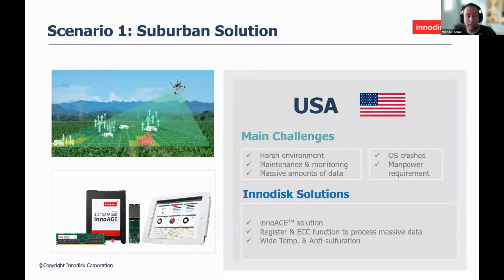So for this solution, we actually implemented InnoH, which is connected to a 3G or 4G or 5G solution, where it can communicate with the main company. We have DRAM, which is registered ECC, to make sure that none of the data that is coming in is corrupted in any way. And we use wide temp and anti-sulfuration. Anti-sulfuration is a functionality on our DRAM modules, where in areas where there is more sulfur in the air, it will make sure that the DRAM module is not corroding.